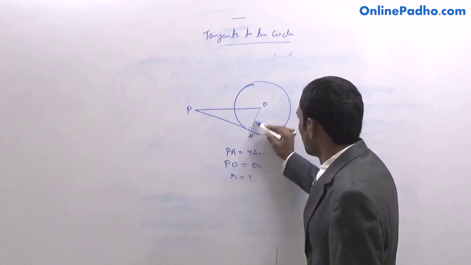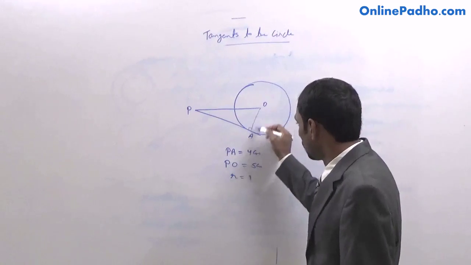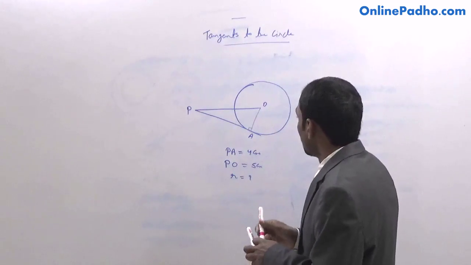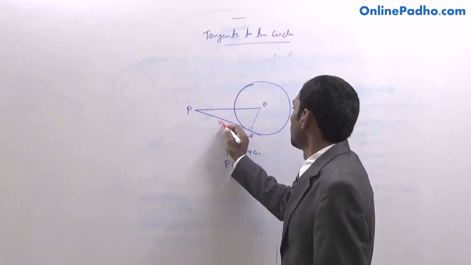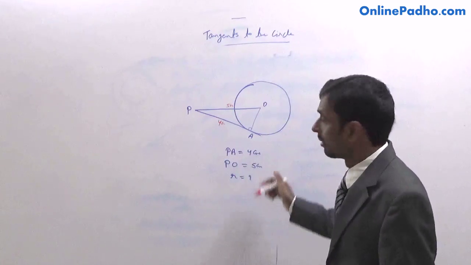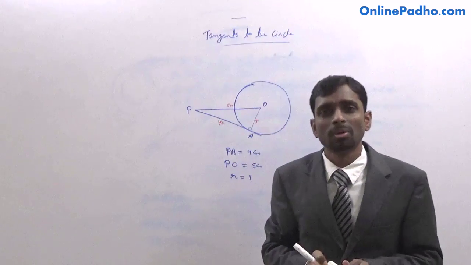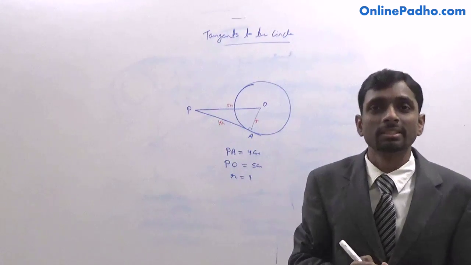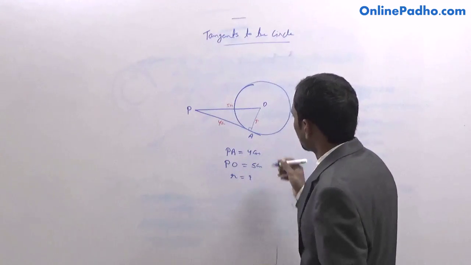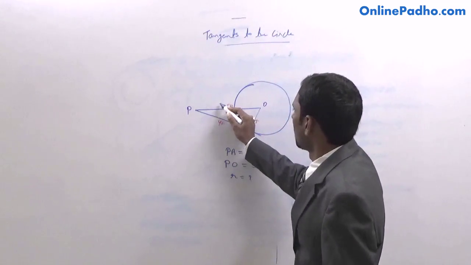By joining OA, we will get a right angle triangle. Now we can say OA is perpendicular to PA. Now you can say PA is equal to 4 centimeter, which is given, and PO is equal to 5 centimeter. So we can apply the Pythagoras theorem to find the radius, right? We can say the opposite side of the right angle is called the hypotenuse. So this one is called the hypotenuse.